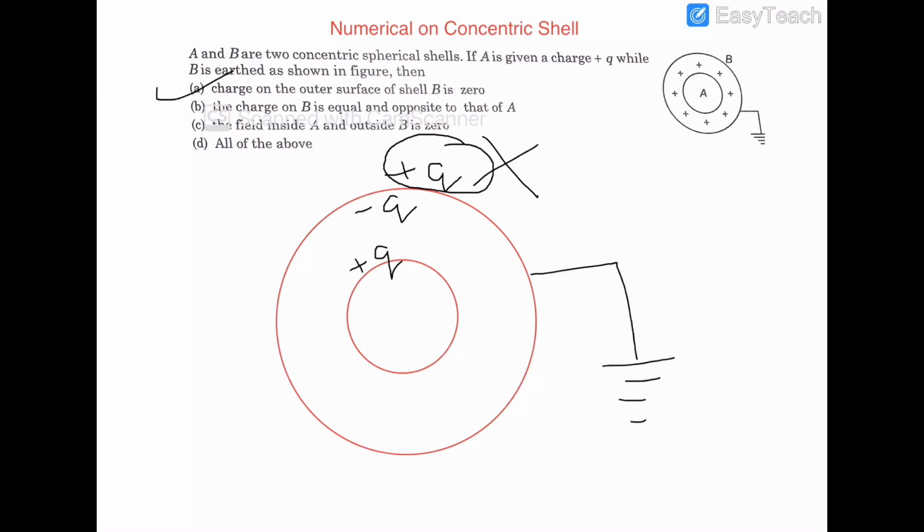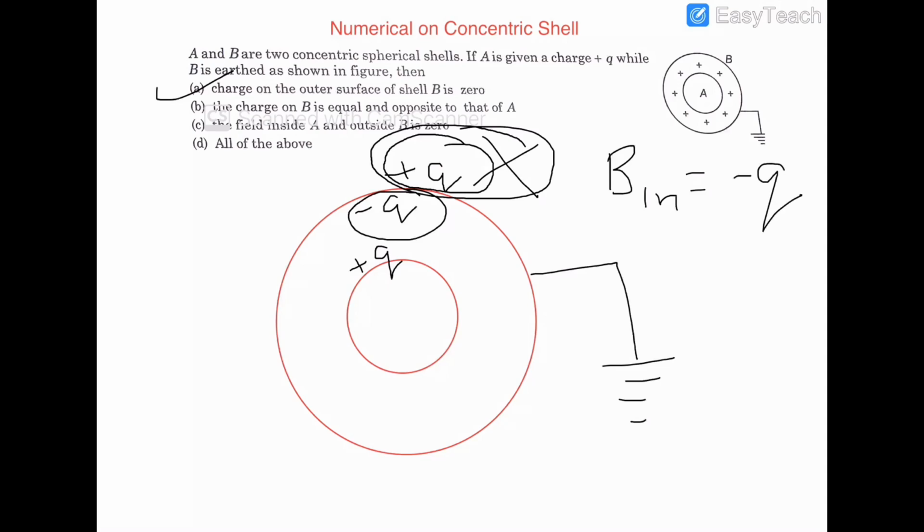is correct. Now coming to the second statement: the charge on B is equal and opposite to that on A. Now what is the charge on B? There is no charge on the outer surface of B, but there is charge on the inner surface of B. What is that charge? Minus Q. And what is the charge on A? Charge on A is plus Q. So we can say the charge on B is equal and opposite to that of A. So the second statement is also correct.